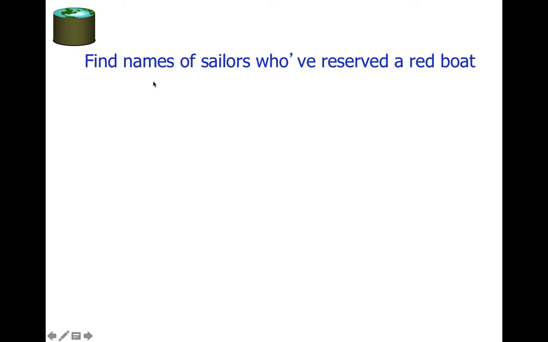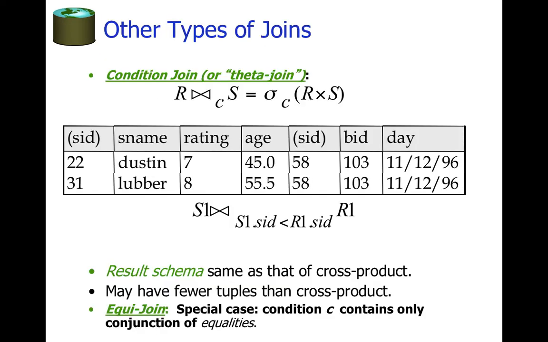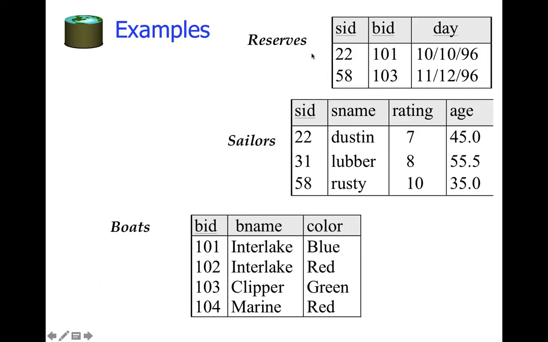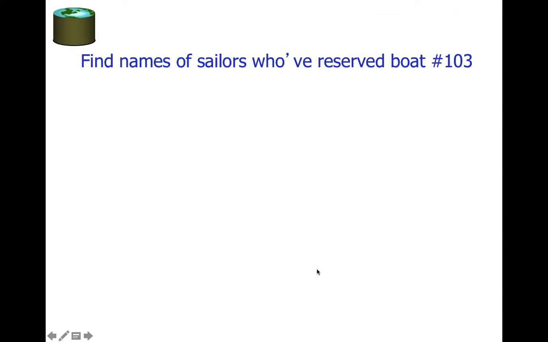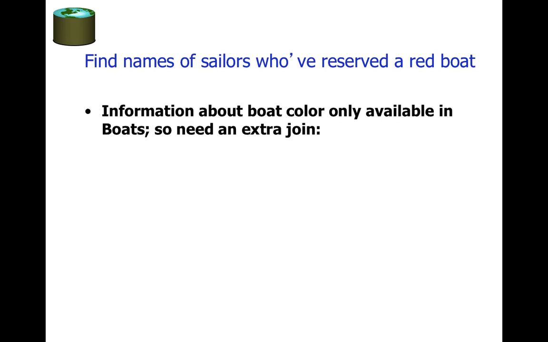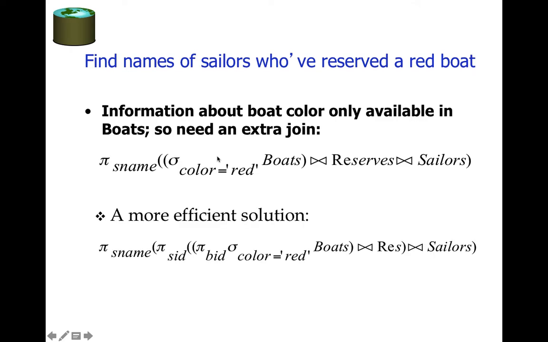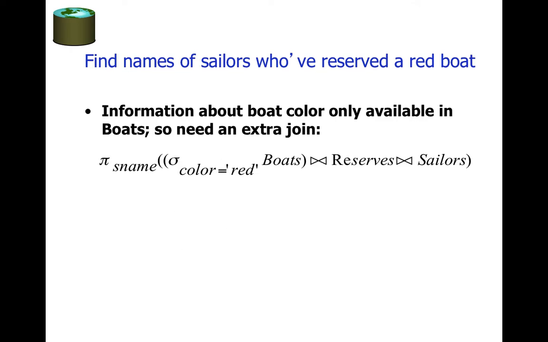Another one is, let's say, find names of sailors who have reserved a red boat. Let's see again the example. We want to find the sailors who have red boats. For red boats, we have to go back to boats to figure out which ones are red, and then we have to link it to sailors and reserves. Information about that boat is only available in boats, so we need to do an extra join. All right, so what do I join? We said that the final step is the projection.